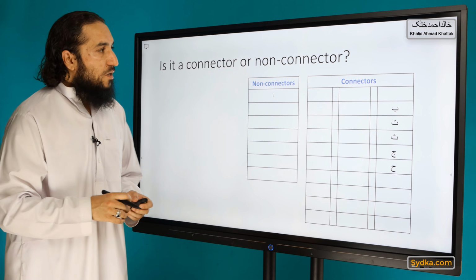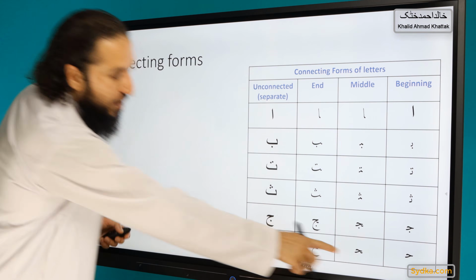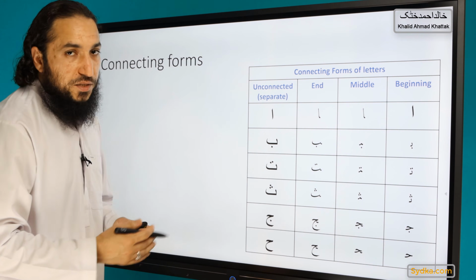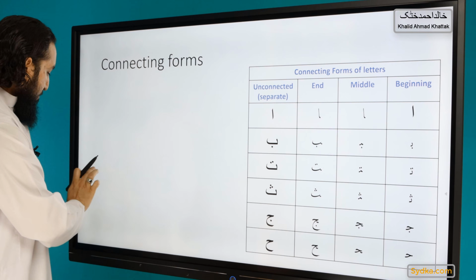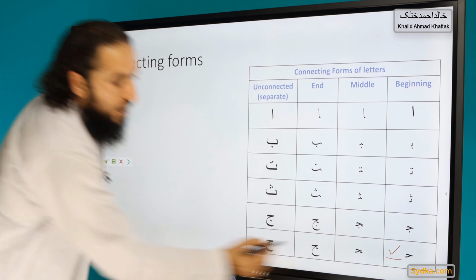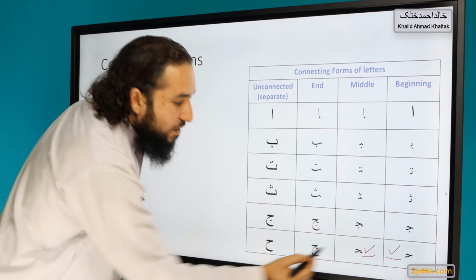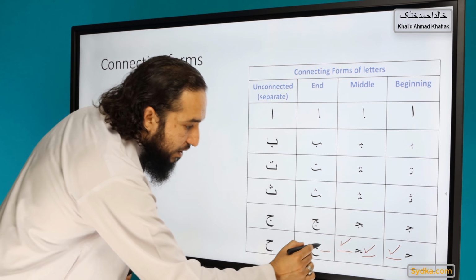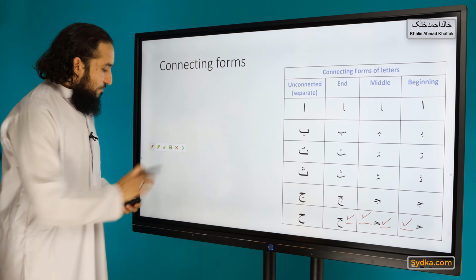It is a connector. Why? Because if you see its connecting form, that suggests that it is a connector. If it comes in the beginning of a word, it can be connected to the letter next to it. If it comes in the middle of the word, you can connect letters before it and after it, and if it is at the end of the word, you can connect letters before it. That is why it is a connector.